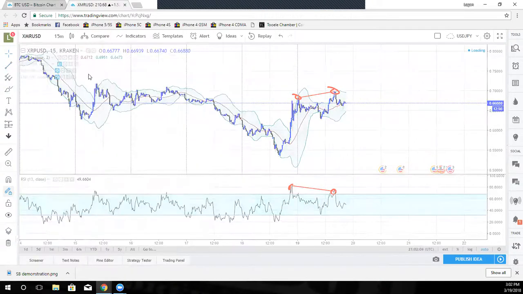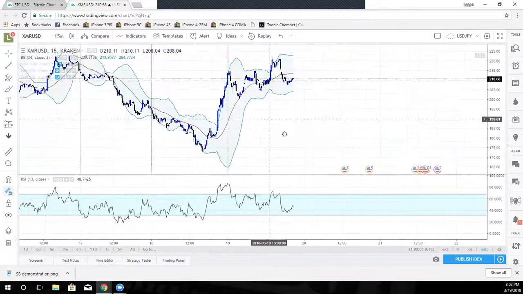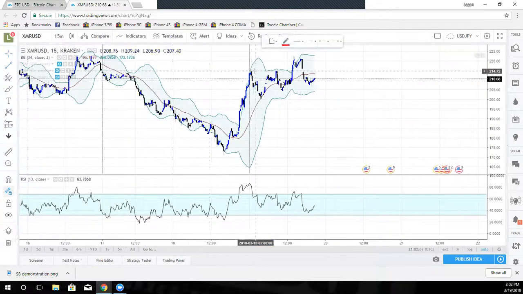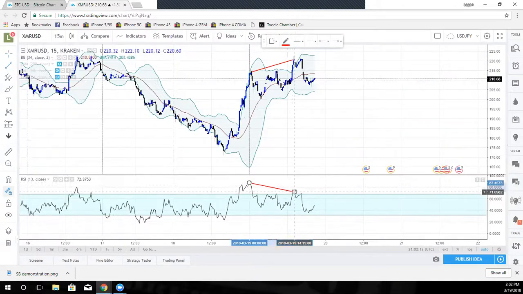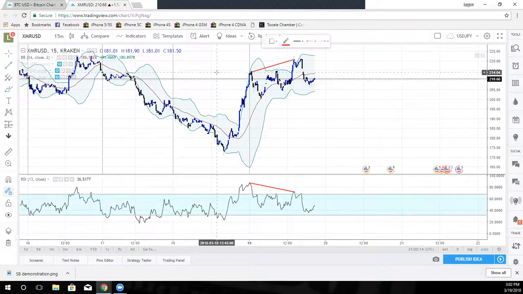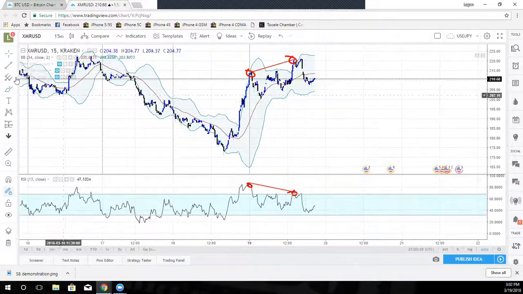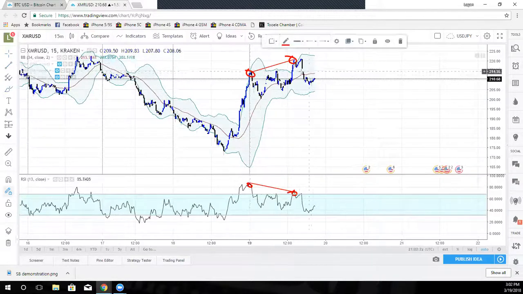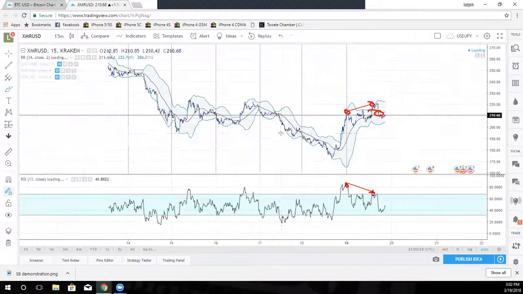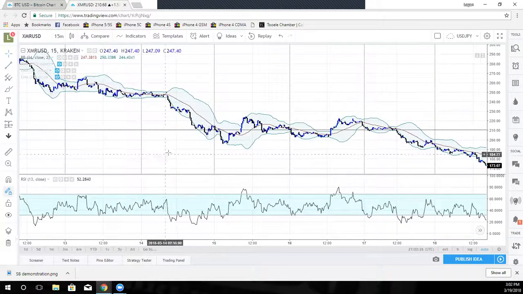Let's go look at XMR. Had some people profit on an XMR trade this morning as well. Uptrend, downtrend. Bollinger Band break, Bollinger Band break, overbought, hit take profit. Money. Let's go back, find some more. Perfect.